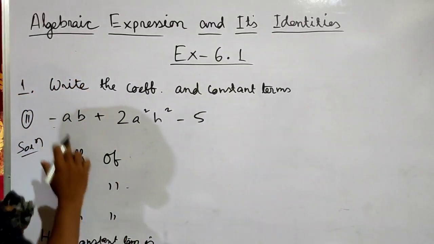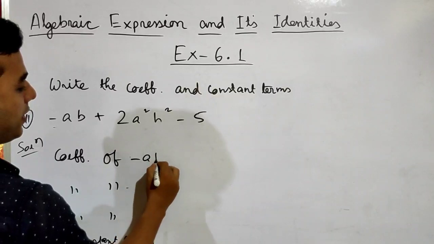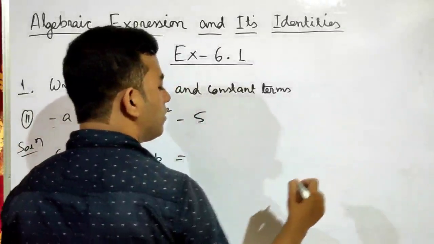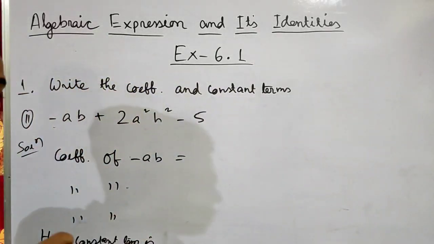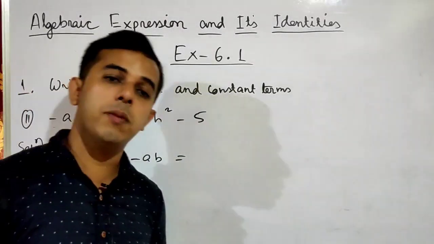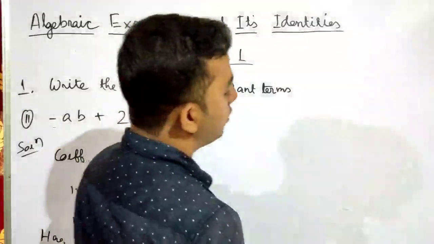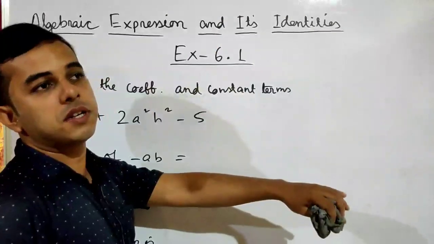So look, what is the coefficient of minus ab? Here, every number is multiplied with 1, every number has its power 1. Okay, 1 is universal, 1 is omnipresent, it is present everywhere.